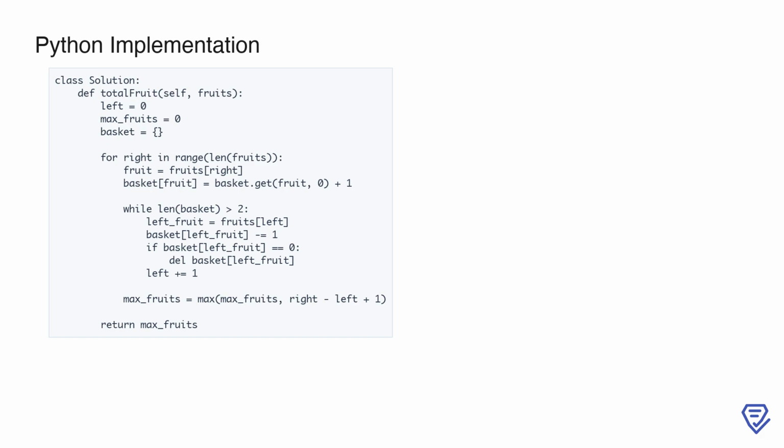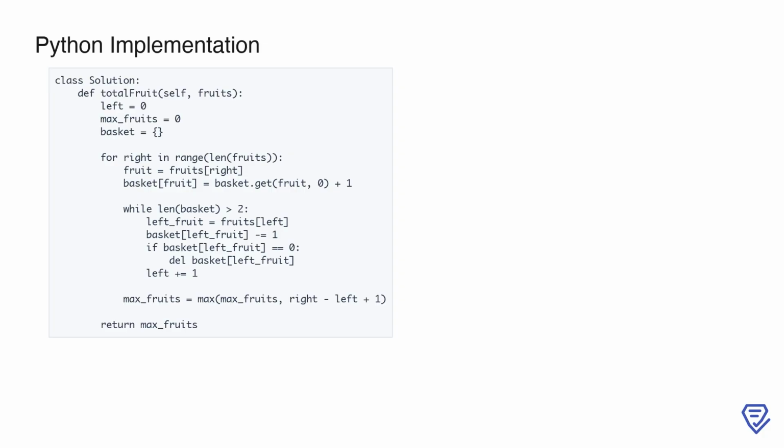2. The basket dictionary acts as a count of each fruit type in the current window. Its keys are the fruit types, and values are their counts. 3. As the right pointer moves across the fruits array, the current fruit is added to the basket by increasing its count. If the basket contains more than 2 types of fruits, we shrink the window by incrementing left until the basket contains only 2 types again.